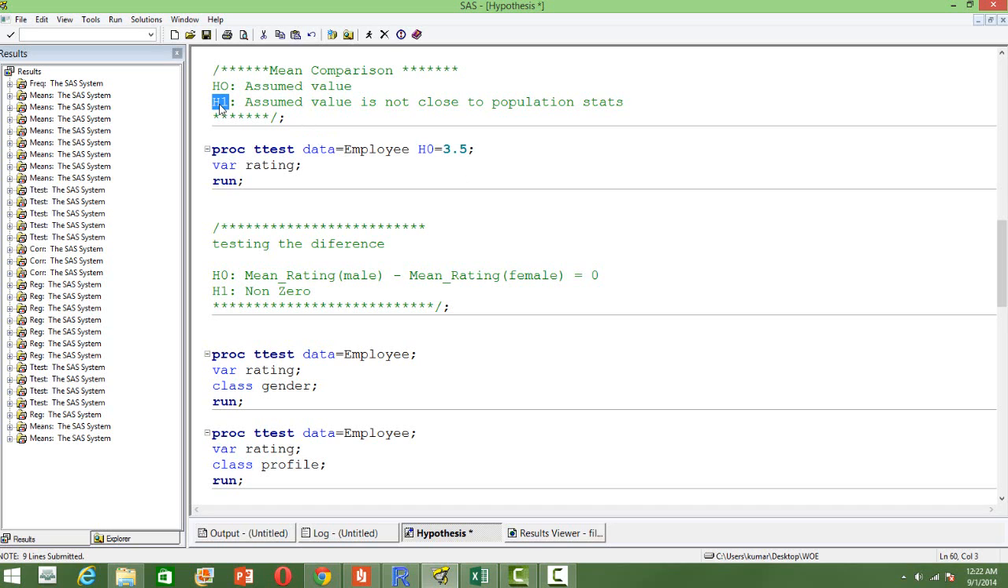The alternative hypothesis is that the assumed value is not close to the population statistic, or the null hypothesis is not true. That's why it's known as the alternative hypothesis. Based on some test statistics, we are going to select either the null hypothesis or the alternative hypothesis. So we have just two options to choose from. Based on the t statistic, we are going to do that. To know what the t statistic and t-testing are, I suggest you go to the t-testing theory.